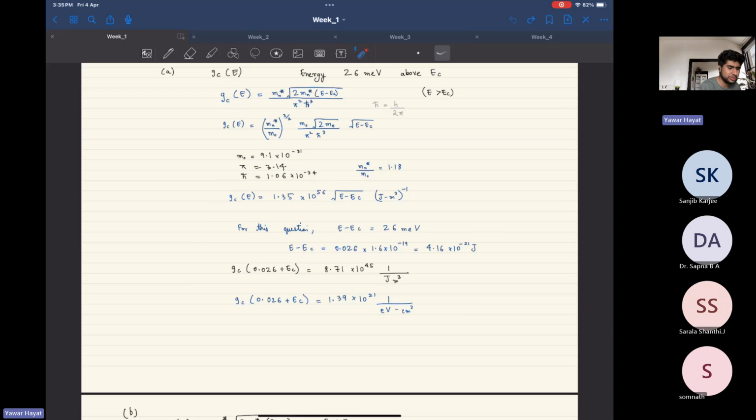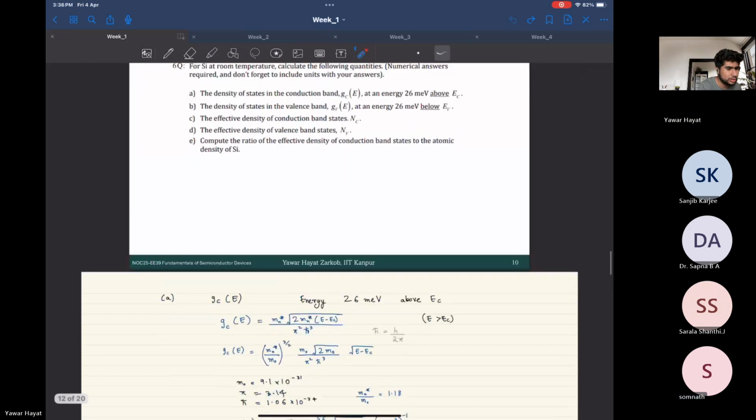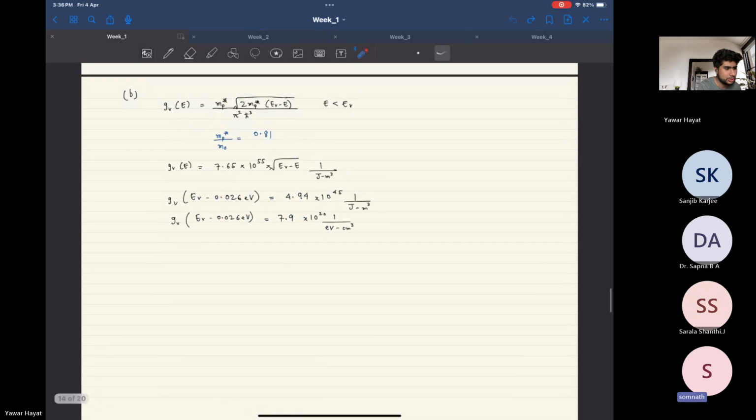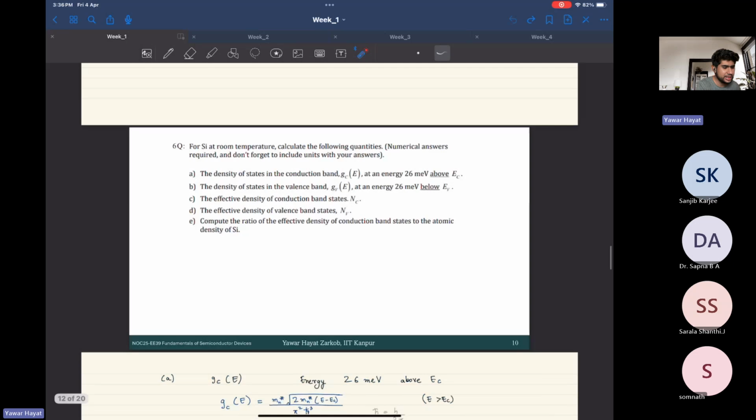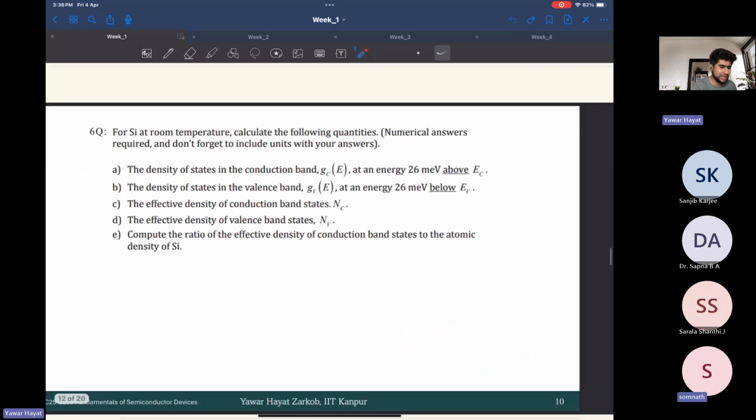And similarly, you can do this for GV of E, the valence band. So part A and part B. In that case, you have to put EV minus E. See, here it's given that your energy E is 26 millielectron volt below EV, right? So EV minus E would be 26 millielectron volt. And accordingly, you will proceed like we did.